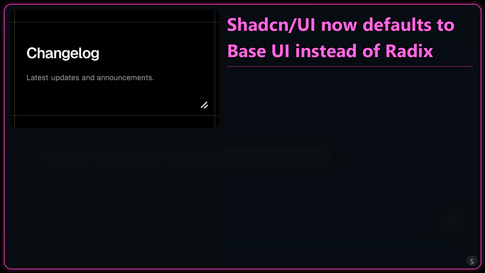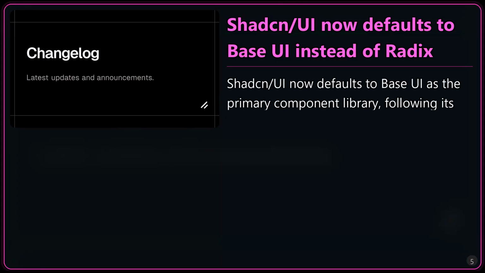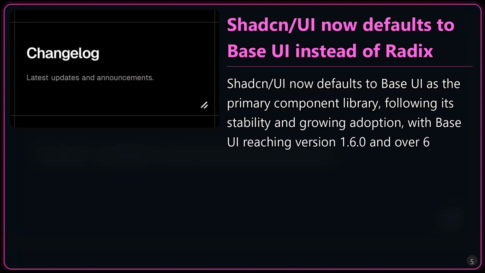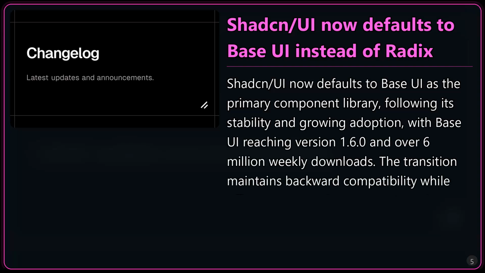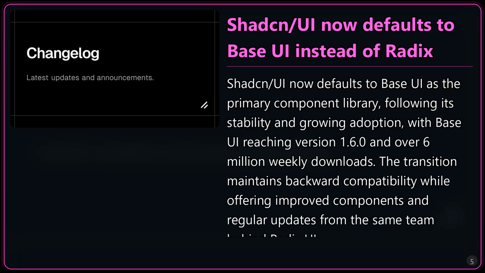Shadcn/UI now defaults to base UI instead of Radix. Shadcn/UI now defaults to base UI as the primary component library, following its stability and growing adoption, with base UI reaching version 1.6.0 and over 6 million weekly downloads. The transition maintains backward compatibility, while offering improved components and regular updates from the same team behind Radix UI.